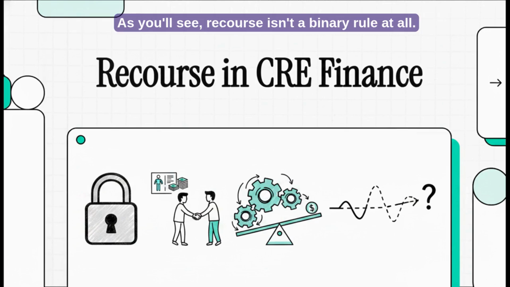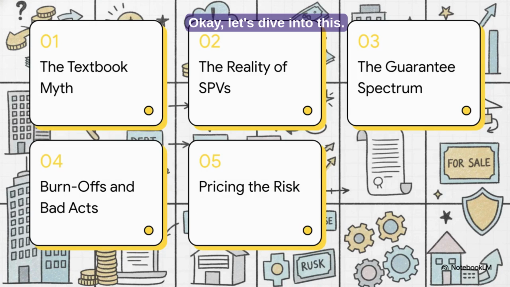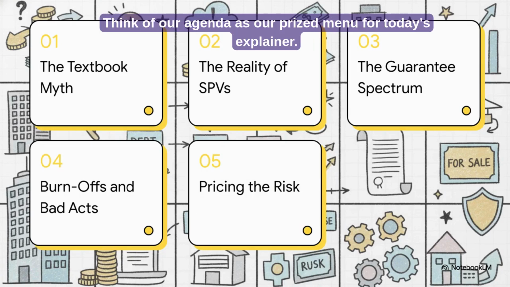Today, we're going to completely reframe how you see this whole topic. As you'll see, recourse isn't a binary rule at all. It's actually a highly negotiated, fluid spectrum of risk. Okay, let's dive into this. Think of our agenda as our prized menu for today's explainer.